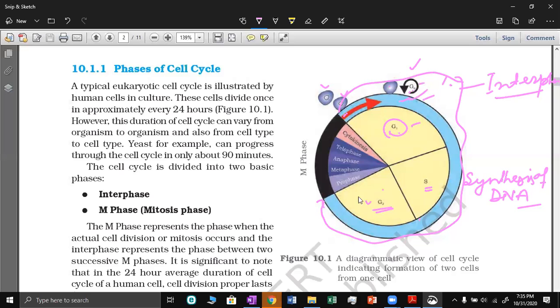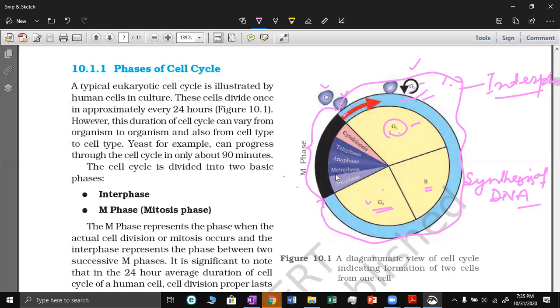After the G2, this one is the M phase. The M phase is from here to here. This is a dark color line. If you see the entire circle in the diagram, this M phase is only a quarter of the entire cell cycle, only occupying a quarter portion.